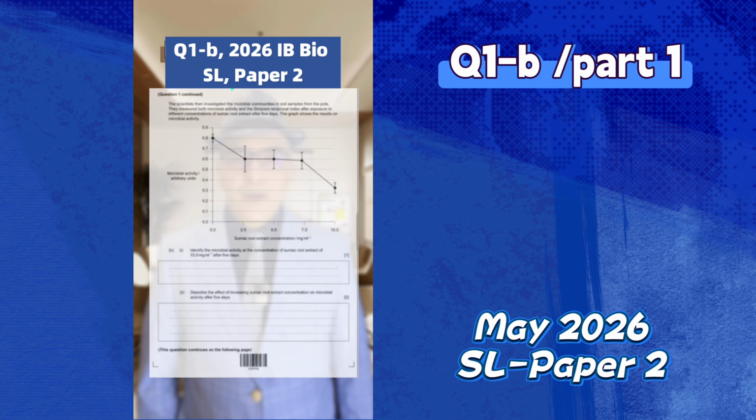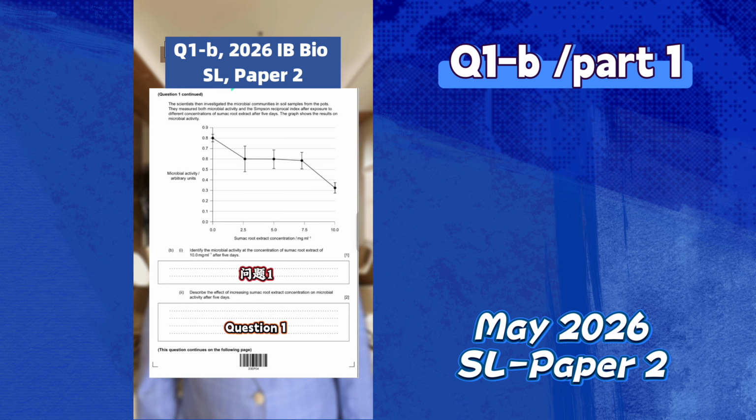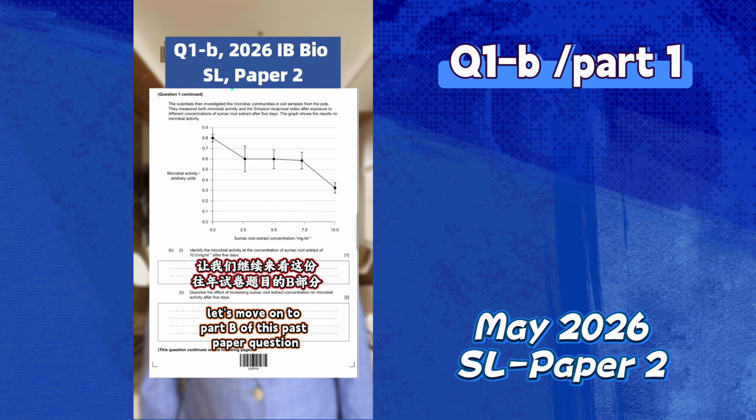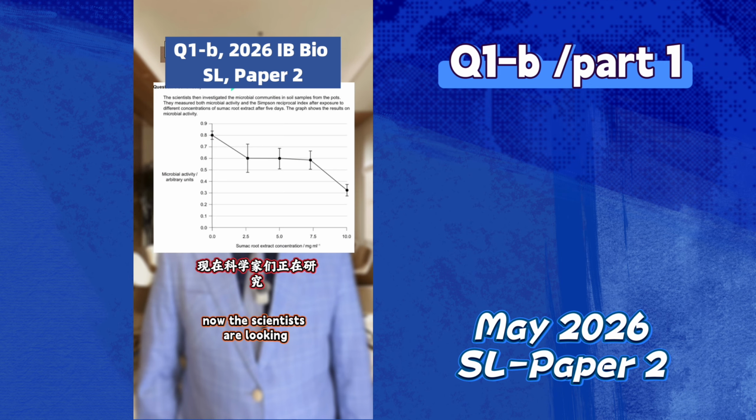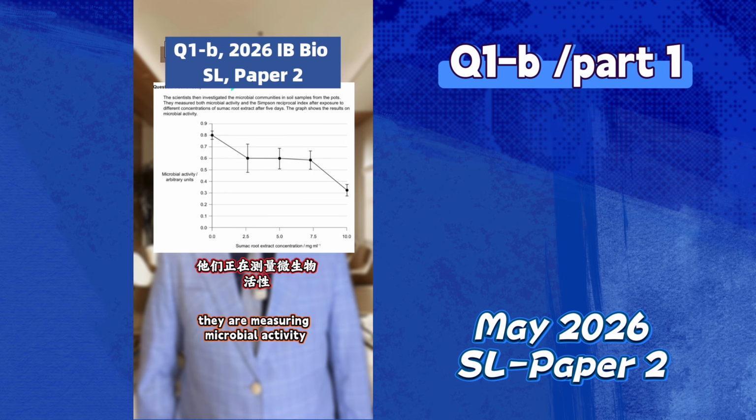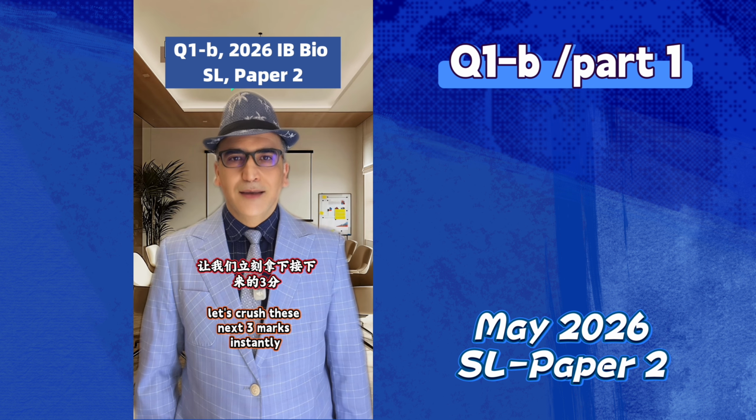IB Biology 2026, question 1. Let's move on to part B of this past paper question. Now, the scientists are looking below the surface at the soil microbes. They are measuring microbial activity after 5 days of exposure to that toxic sumac extract. Let's crush these next 3 marks instantly.